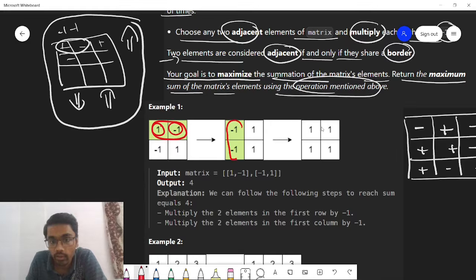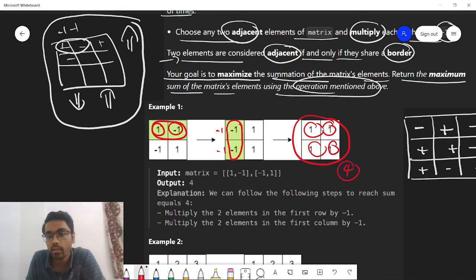Then they are choosing these two elements, both of which are -1. If you multiply both of them by -1, both of them will become +1. So in the end your entire matrix is positive. If you take the sum, you will get 4. That will be the maximum sum possible, because if each and every element is positive, that is the maximum you can get. So that's why you can see the answer is 4.